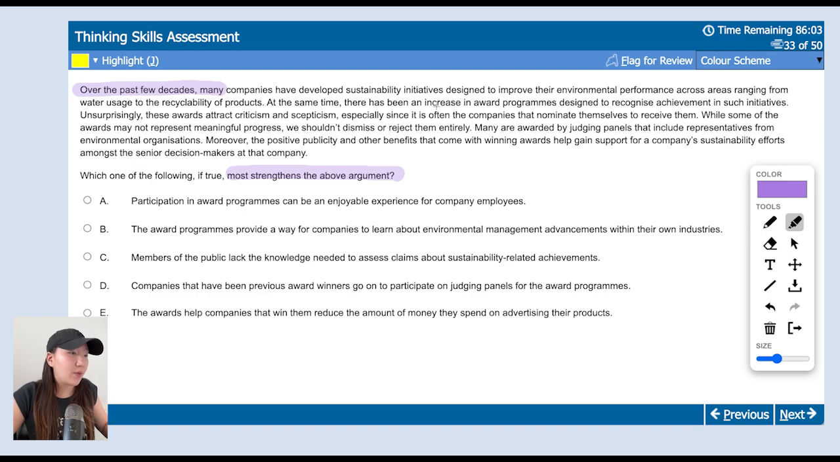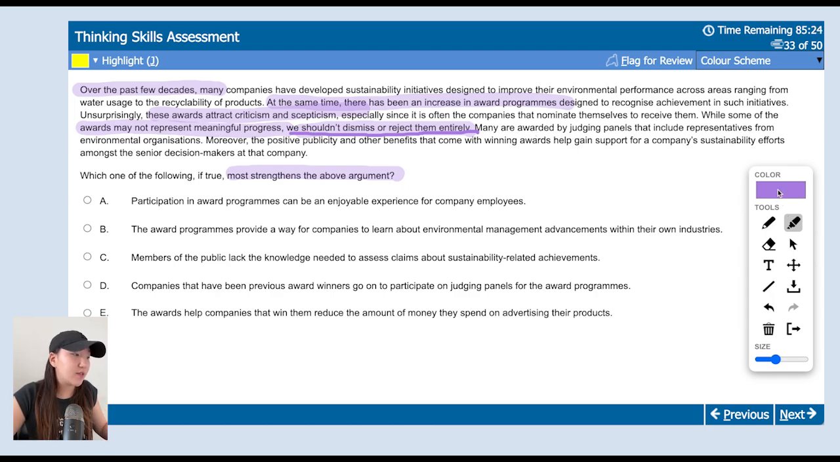So this first sentence, over the past few decades, is introducing our topic as it usually does at the start of these paragraphs. In this case, we're talking about companies having developed sustainability initiatives designed to improve their environmental performance across a range of different things. At the same time, there's been an increase in award programs designed to recognize these achievements. And unsurprisingly, we're seeing that these awards attract criticism and skepticism. While some of the awards may not represent meaningful progress, we shouldn't dismiss or reject them entirely. Hopefully you can recognize by now that this is the main conclusion. They basically disagree with the people who say that these award shows do not represent meaningful progress.